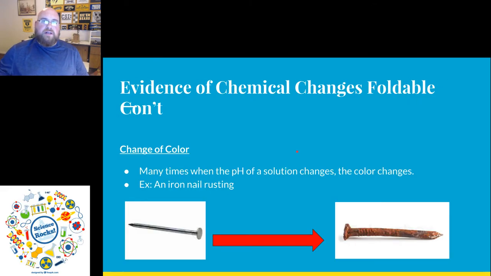The next way that we can tell a chemical change has occurred is through change of color. This is usually happening when the pH of a solution changes and the color therefore changes. We can also get a color change when new substances are made, such as with your example of an iron nail that has rusted. An iron nail starts off looking like this. Over time, as it is exposed to the atmosphere as well as moisture, it can begin to rust, and you notice that the color has changed because a new substance called iron oxide, or rust, has formed.